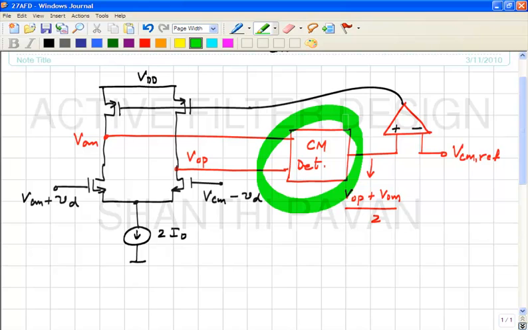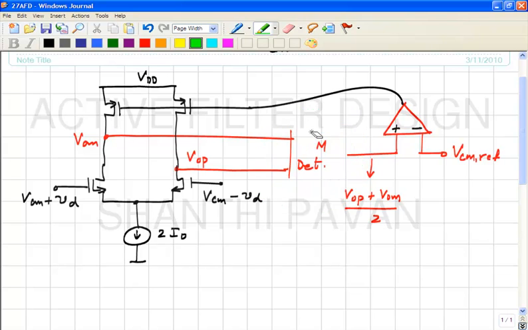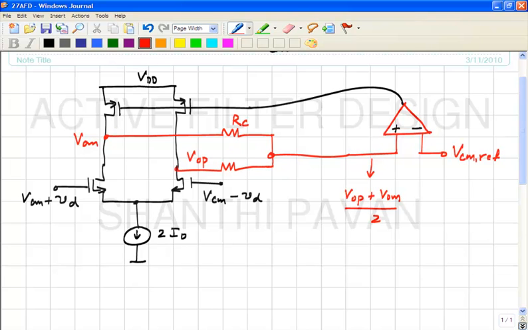What is the easiest thing you can think of which will take two voltages and generate their average? A resistive divider, good enough. So, in other words, these two resistors are doing the job of computing the average of VOP and VOM.